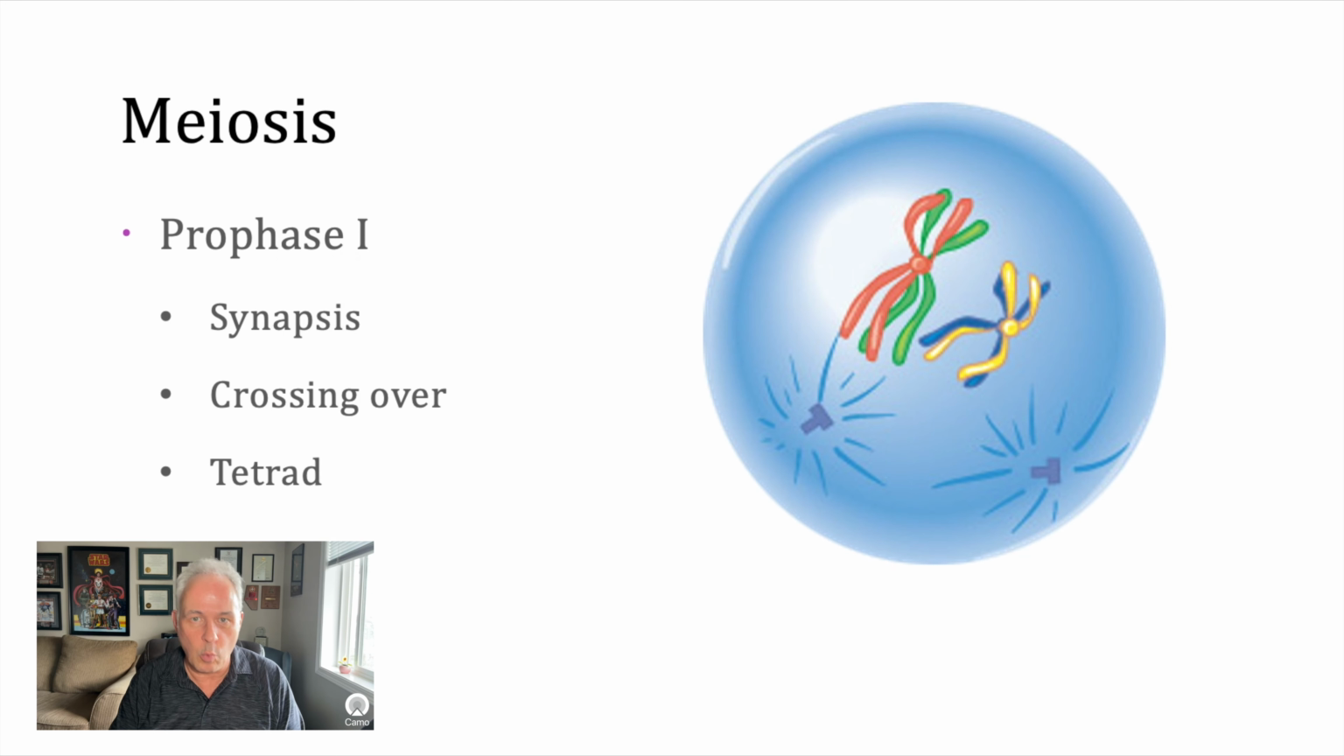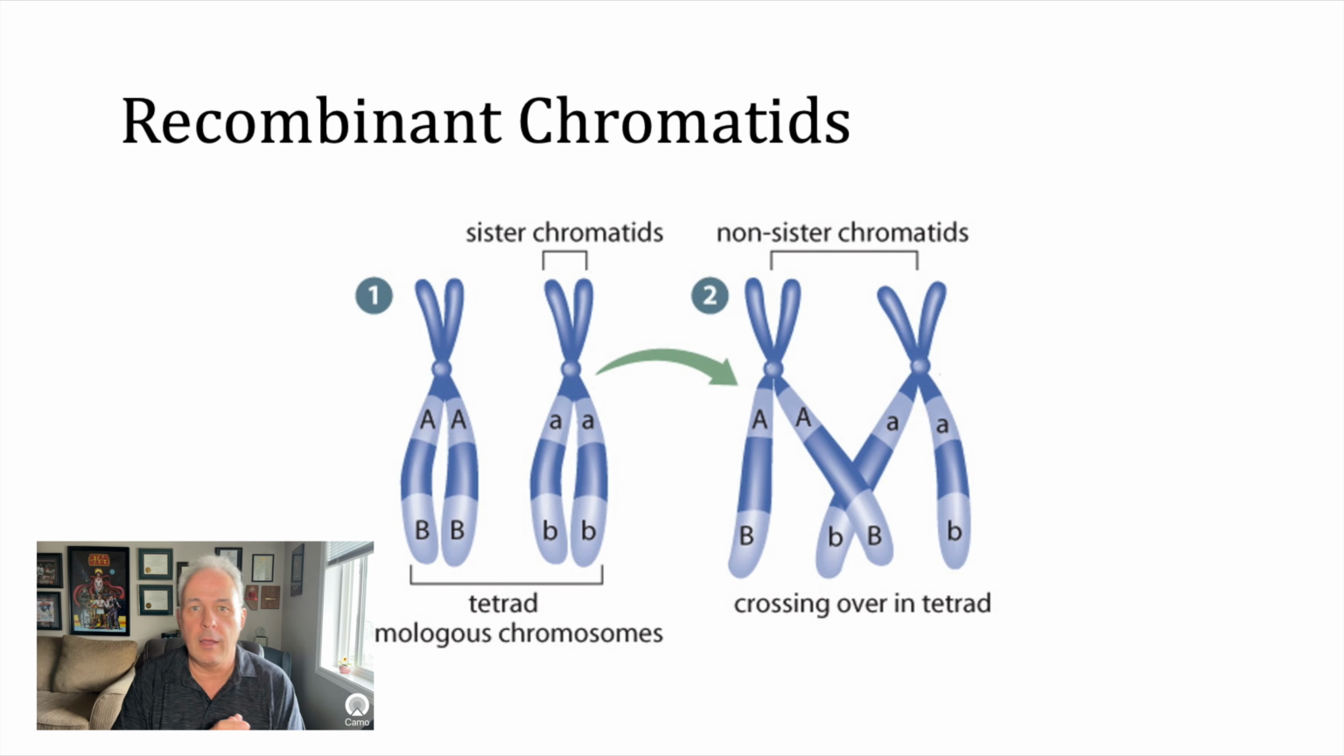Now in prophase 1 of meiosis, you'll see synapsis, and this is the coming together of homologous chromosomes. So this doesn't happen in mitosis, but in meiosis, homologous pairs get together. Each chromatid begins wrapping itself around its non-identical partner, called crossing over, forming a structure called a tetrad. Now the purpose of this is to create recombinant chromatids. Recombinant just means different from parents.